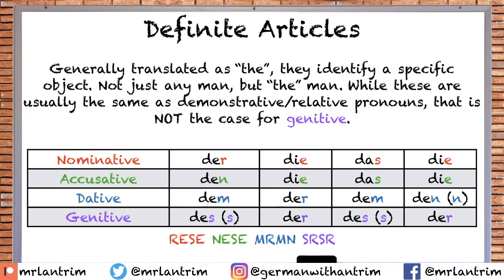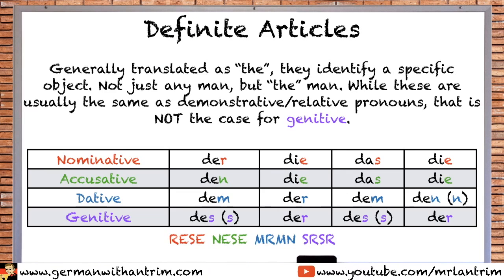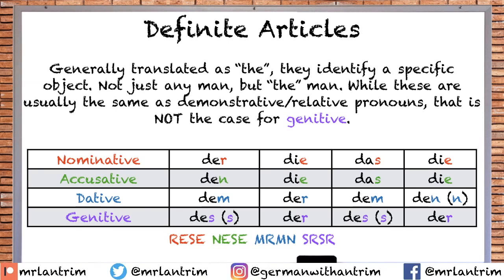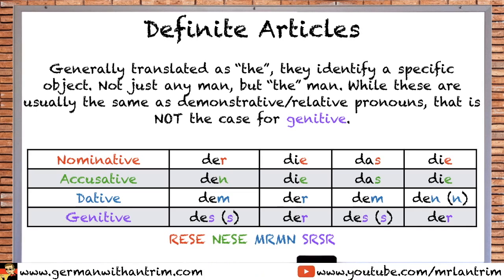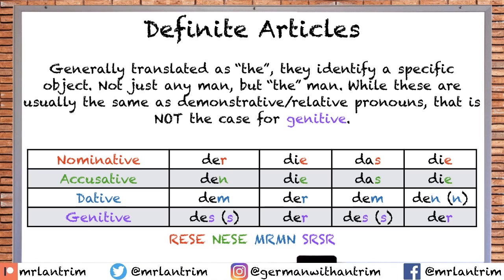Now, if you're wondering what the articles look like in full, they look like this. Generally, definite articles is what they're called. They generally are translated as "the," as they identify some object, but not just an object, but the object, right? Now, these are usually used for demonstrative pronouns and relative pronouns as well, with the exception of dative plural. And then once we get into the genitive case, they don't fit that pattern at all. The demonstrative or relative pronouns are completely different. So if you were thinking that you were going to get away with only learning one set of these words, that's not going to happen today.